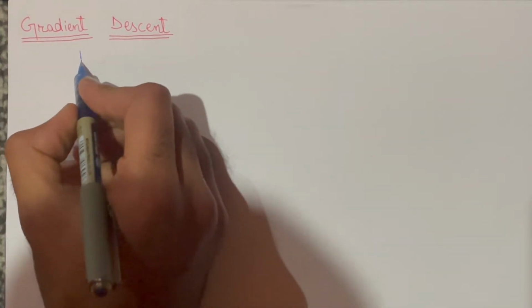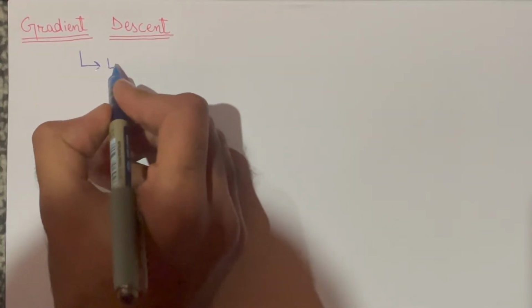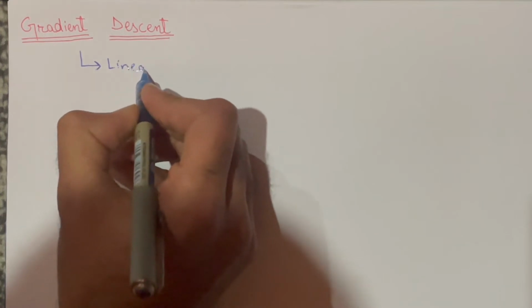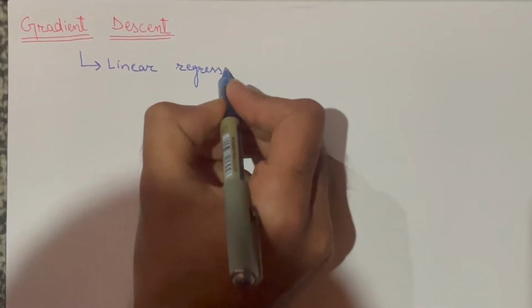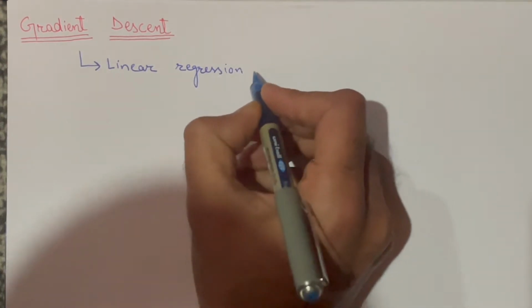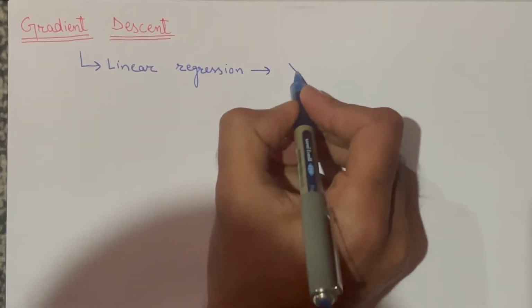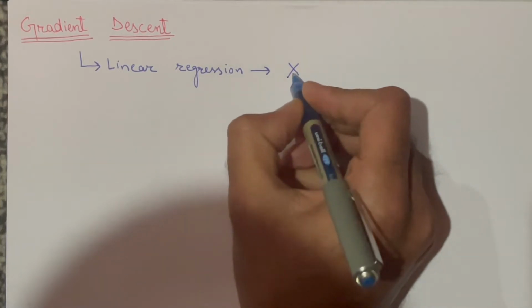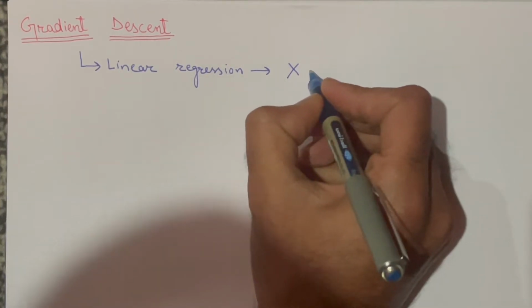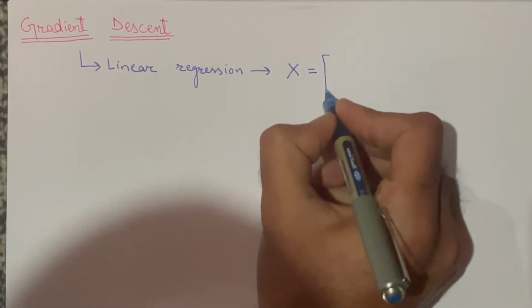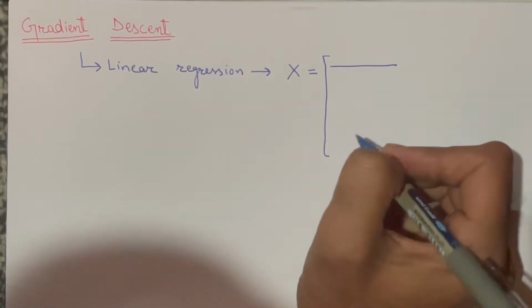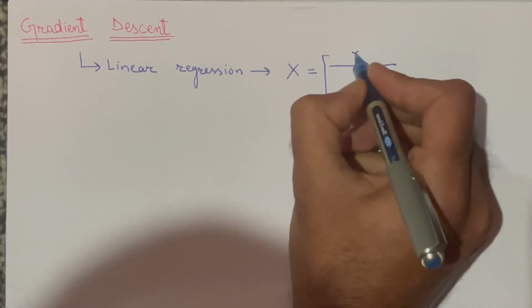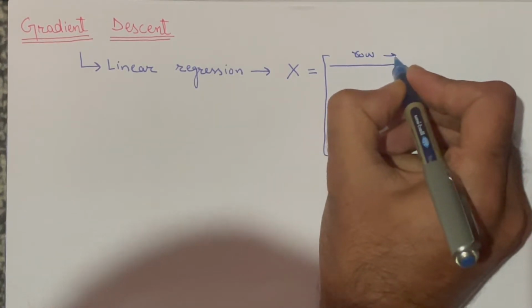So basically in our last lecture, we were discussing one machine learning algorithm, that is linear regression. We said that we have a training set, let's suppose X, and this X is our matrix. It contains input, and the input is in such a way that every row represents one example.